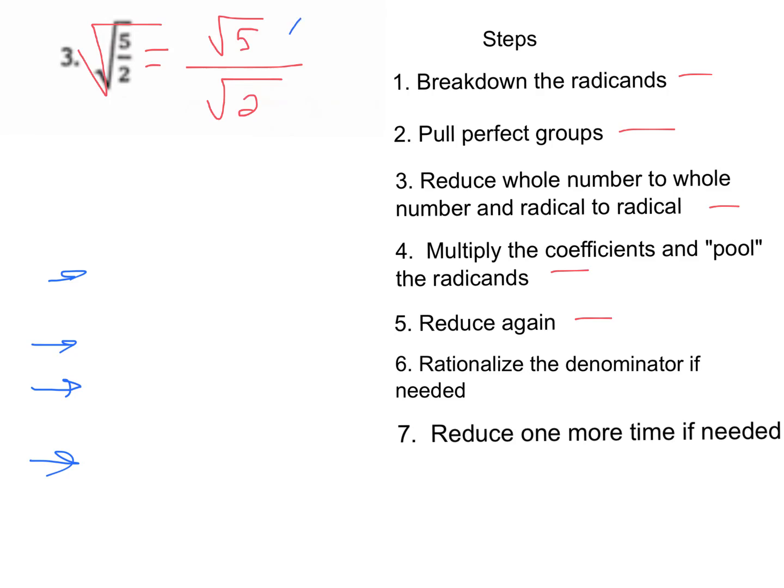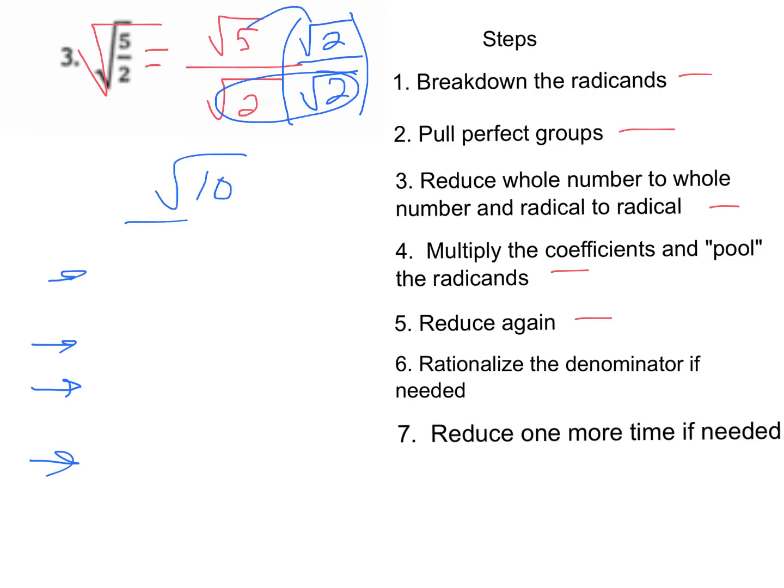Okay. I've got a radical in the denominator, so I've got to clear it. So to make my perfect group, I need one more set of 2's. Okay. So I'm going to multiply these. I'm going to get radical 10 all over 2. Okay. So then we reduce one more time if we can, but radical 10 over 2, we can't. So that's my answer.